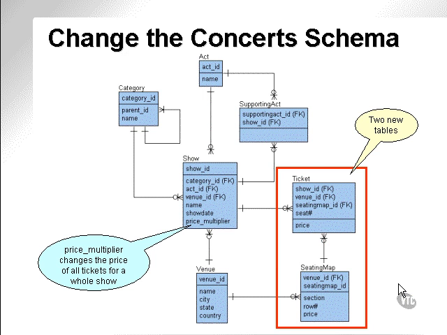At this stage, I want to make a change to the concert schema. Well, a number of small changes. First of all, I'm going to add 2 new tables, and I'm going to add a field to the show table. What are these changes for?